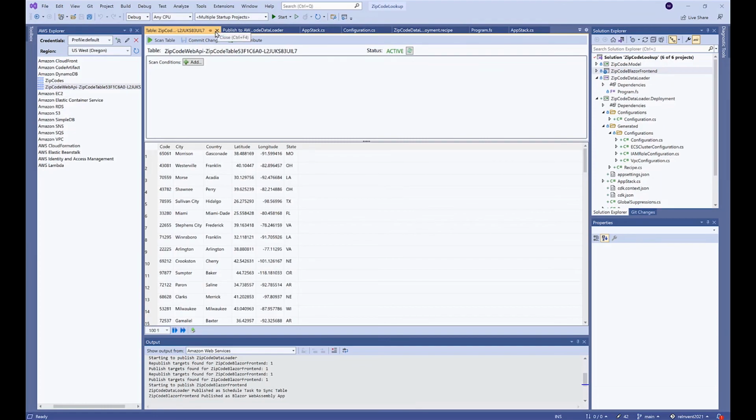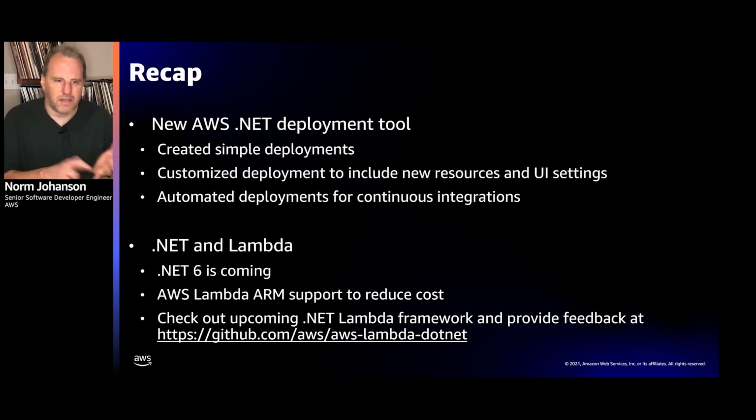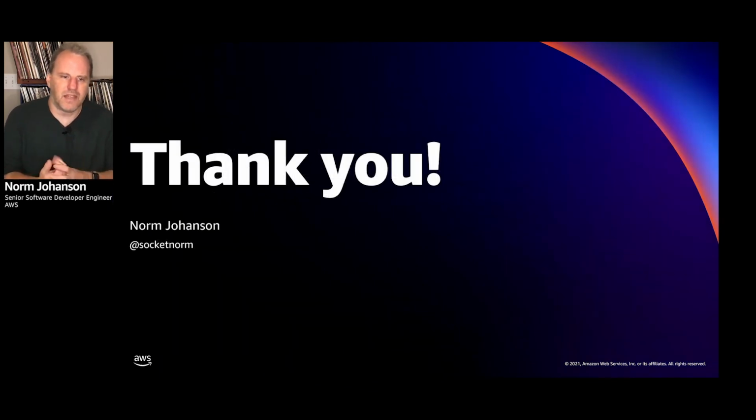All right. So we saw the allows being deployed. We also spent a long time talking about .NET and Lambda. .NET 6 is coming. I know everyone is very excited about that. Definitely check out Lambda ARM. It's an easy way to reduce your costs. And we've got that new Lambda framework coming. We've been working on it very much. And you can definitely help us contribute to it, add new features, add new scenarios to it. And with that, thank you very much.